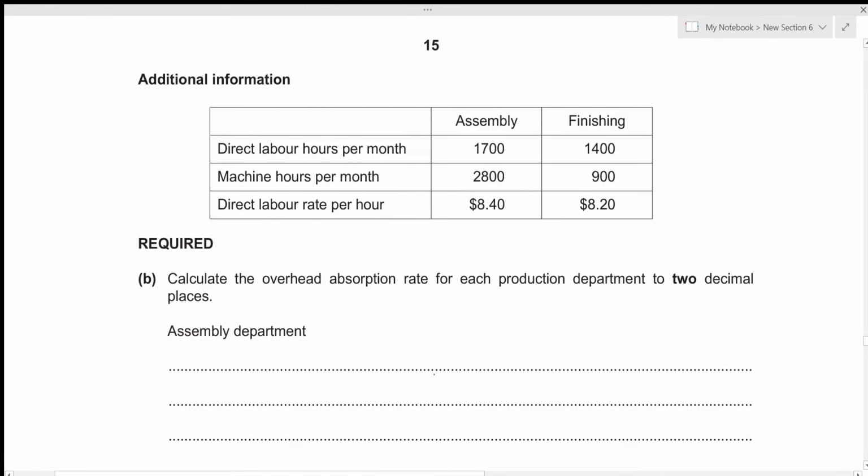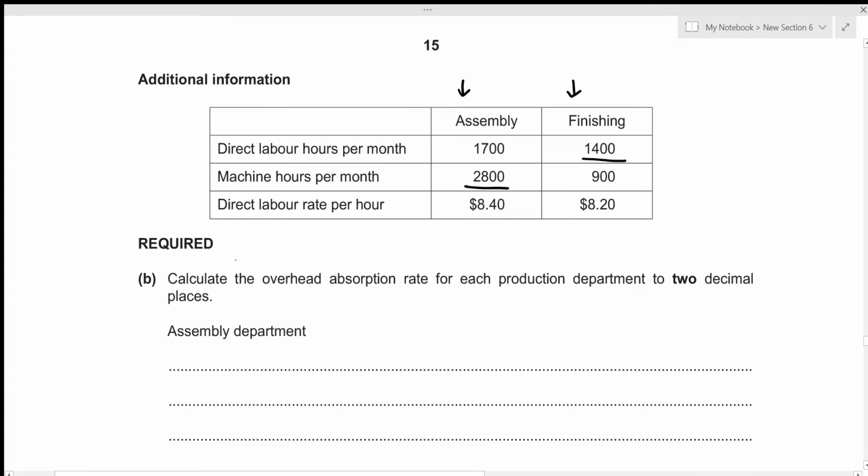We're given the additional information relating to the production departments. We're given direct labor hours per month, machine hours per month, and direct labor rate per hour. We need to calculate the overhead absorption rate for each production department to two decimal places. The most important thing to notice here is that in assembly department, we are using majorly the machine hours because machine hours is greater than the direct labor hours. So the overhead absorption rate for assembly department is going to be per machine hour. But if you look at the finishing department, we can clearly see that the direct labor hours is greater than the machine hours, which means that the overhead absorption rate for finishing department will be based on labor hour.